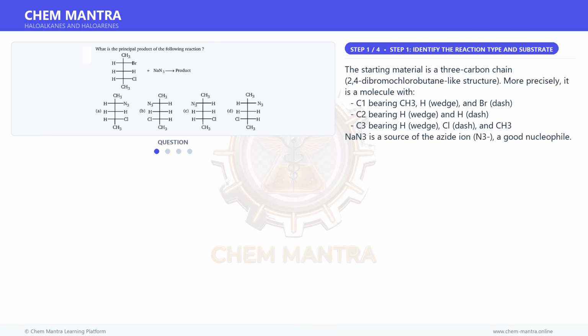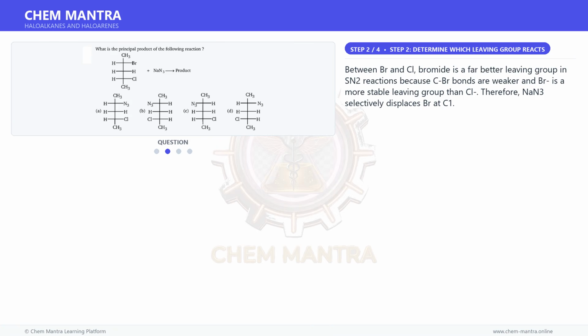NaN3 is a source of the azide ion, N3-, a good nucleophile. Moving on to the next step. Between Br and Cl, bromide is a far better leaving group in SN2 reactions because C-Br bonds are weaker and Br- is a more stable leaving group than Cl-. Therefore, NaN3 selectively displaces Br at C1.